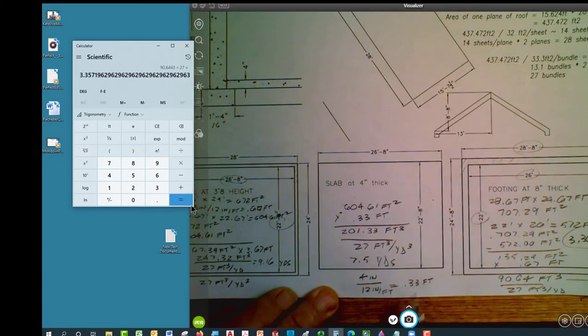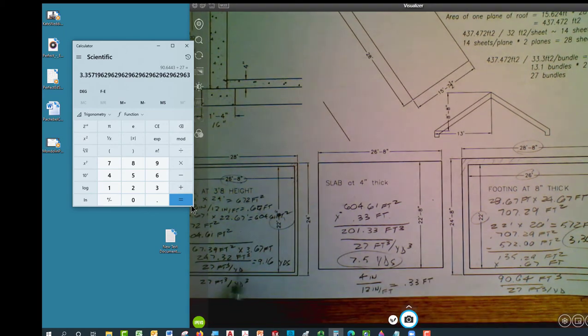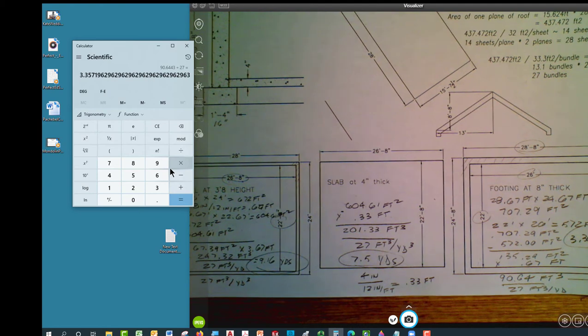Over here we've got 7.5 yards, and over here we got 9 yards. So let's add all those things up together. 9.16 plus 7.5 plus 3.36 equals 20 and a little more. So we're going to probably call that 21 yards. Or you could just say 20.0 yards.